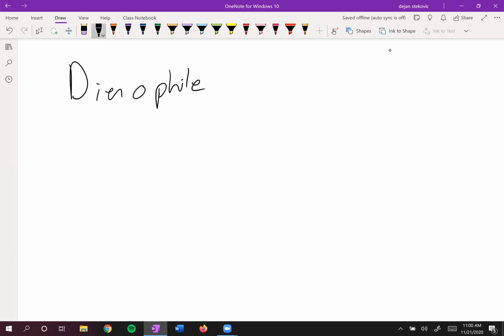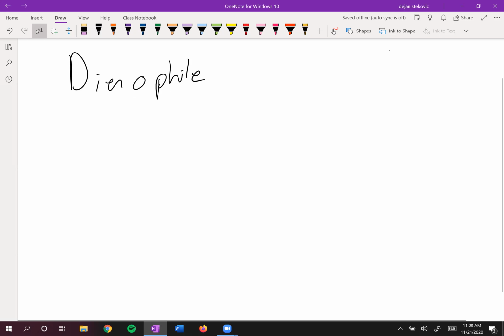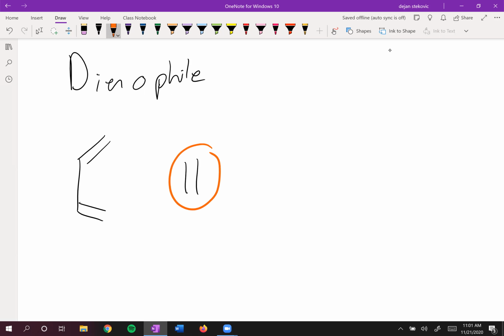All right, so let's continue our discussion of the Diels-Alder cycloaddition. So again, what we have here is a diene combining with a dienophile. And so this is the dienophile, and in this case it is ethene. But this reaction is very slow.